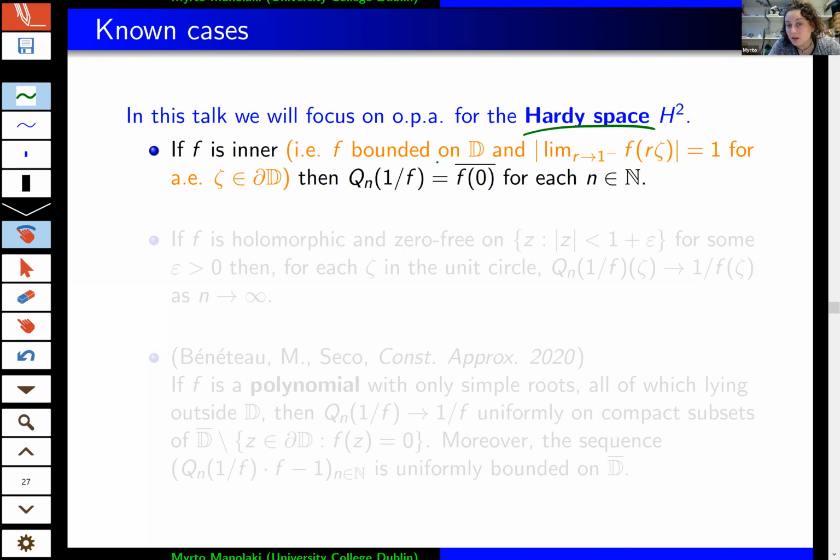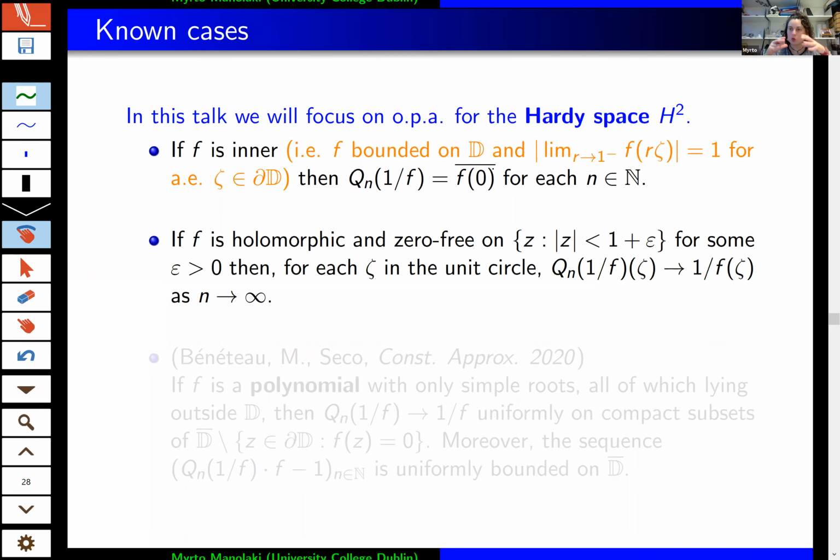So a function f is going to be inner if it is bounded, and its radial limits are unimodular for almost every point on the circle. If f is inner, then the optimal polynomial approximants are going to be constants. That's the first case. Now, if f is holomorphic, and not only holomorphic but also zero-free, not on the unit disk but in a slightly larger disk, then for every zeta in the unit circle, the optimal polynomial approximant Qn of 1 over f converges to 1 over f. This is a property that happens for cyclic functions. Always when we have such functions, they will be cyclic, and this will happen.